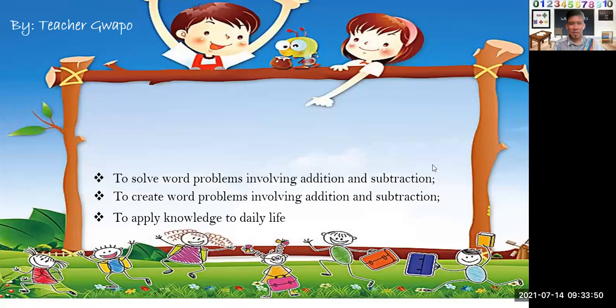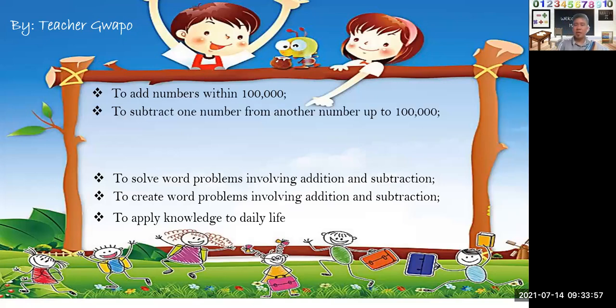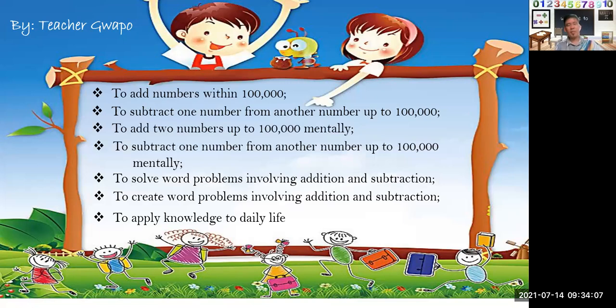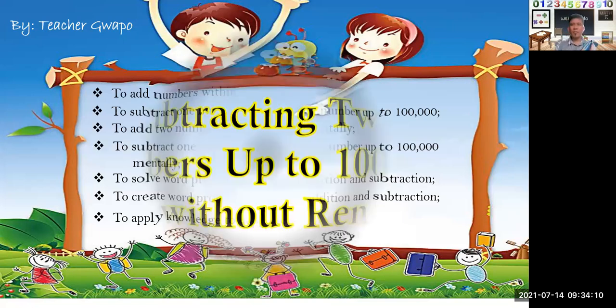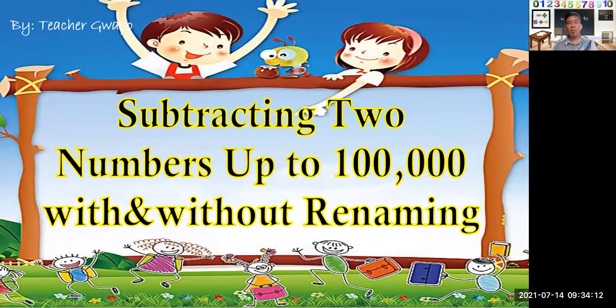So here are the objectives. First objective is to add numbers within 100,000. Second one is to subtract one number from another number up to 100,000. Subtract means minus. Then we will learn how to add numbers mentally up to 100,000 and to subtract numbers mentally up to 100,000. For today, we will focus on subtracting two numbers up to 100,000 with and without renaming, or we can say with and without regrouping.